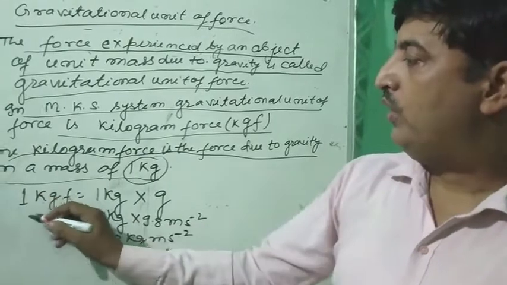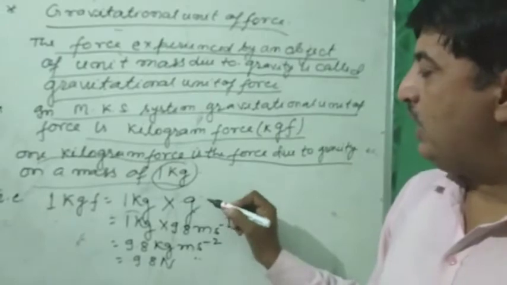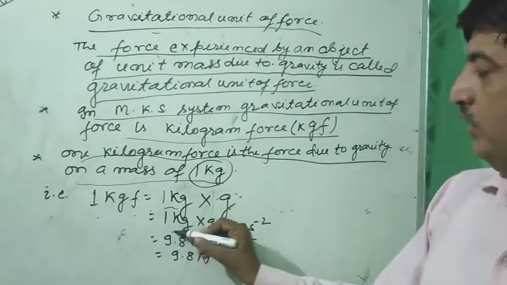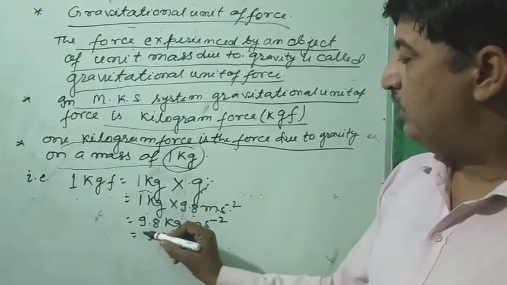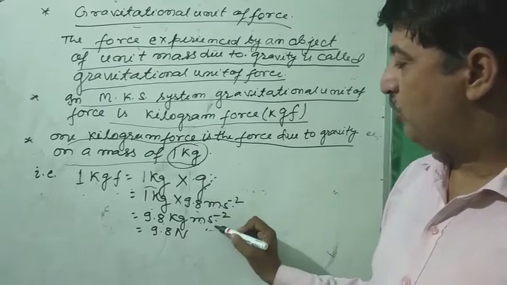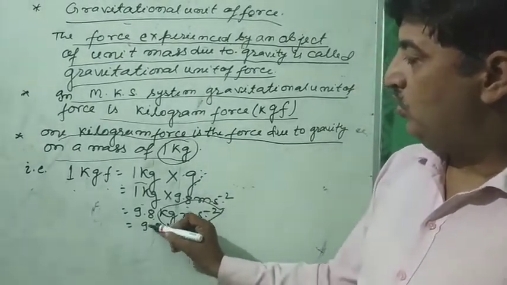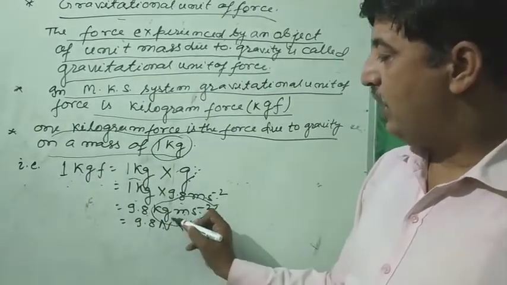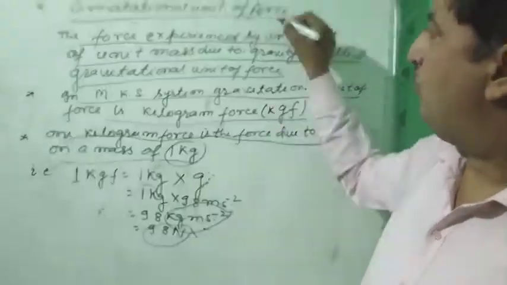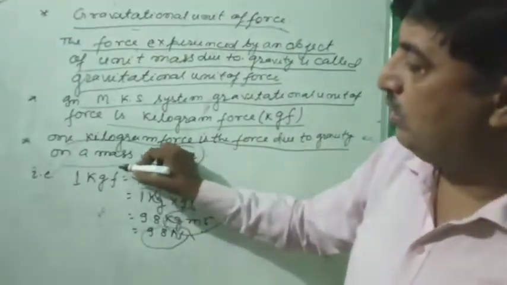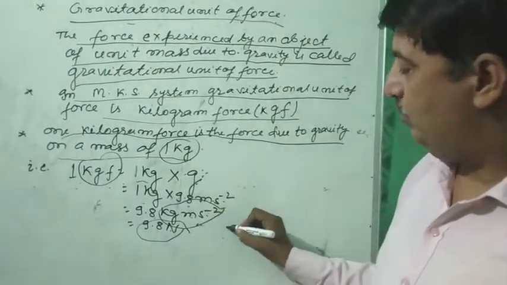So 1 kilogram force is equal to 1 kg into g. Here g means acceleration due to gravity, and the value of g is 9.8 meter per second square. So it becomes 9.8 kilogram meter per second square, and 1 kilogram meter per second square is equal to 1 Newton. So 1 kilogram force becomes 9.8 Newton. So the gravitational unit of force in MKS system is 1 kilogram force, and the value of 1 kilogram force is 9.8 Newton.